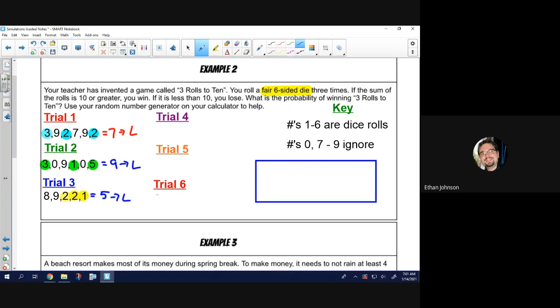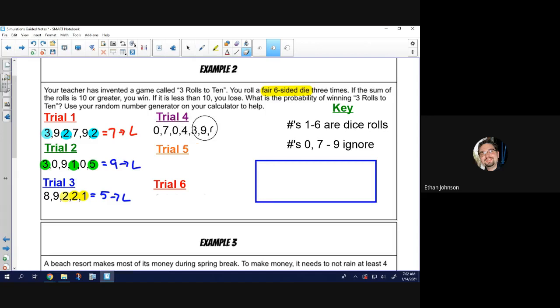So go ahead and take a moment and run 3 trials on your own. Trials 4, 5, and 6. See if they're a win or a loss. Like I said before, the numbers in your trials might be different than mine. They might be the same.